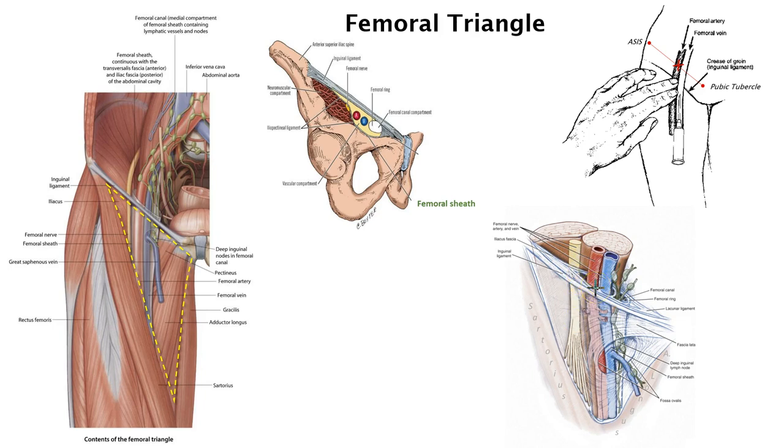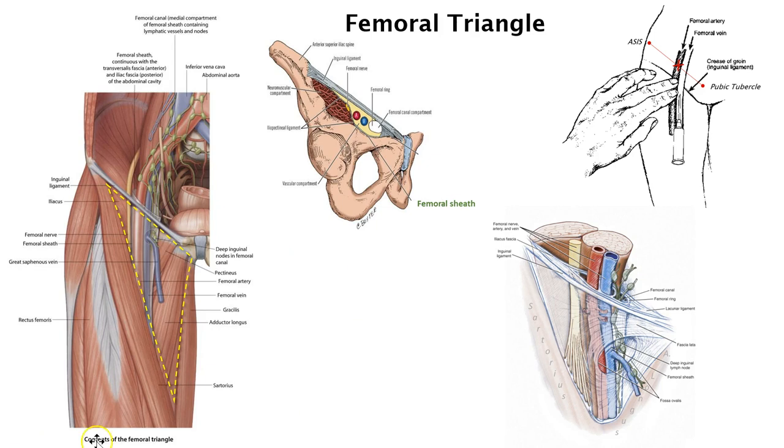There are some mnemonics to help us remember that. From lateral to medial, we could say the mnemonic NAVEL, and this would be nerve, artery, vein, empty space, and lymphatics. Or we can go with VAN from medial to lateral: vein, artery, nerve.